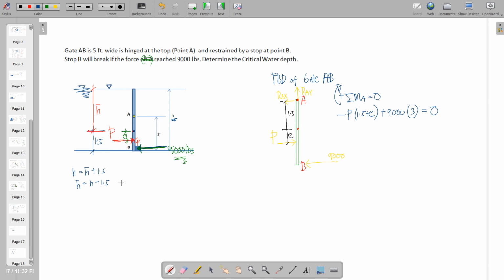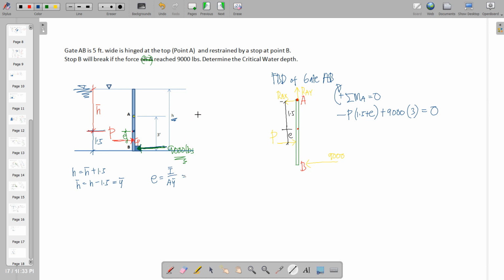So we can also say that H bar is equal to Y bar, since our gate is on the vertical also. So it is understood that H minus 1.5 is also our Y bar. So the next thing we want to solve is, of course, the value of E. The value of E is, as usual, I bar all over A Y bar.